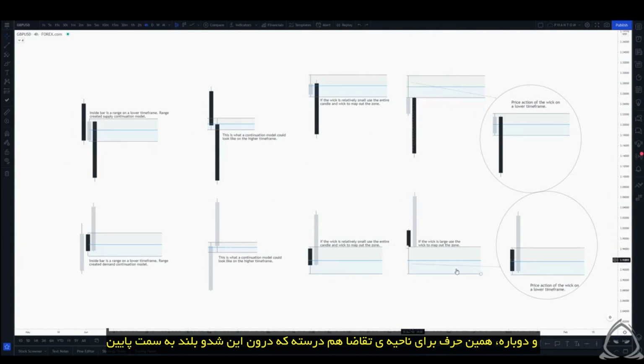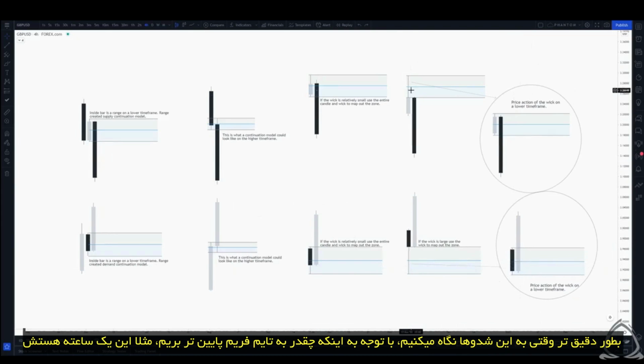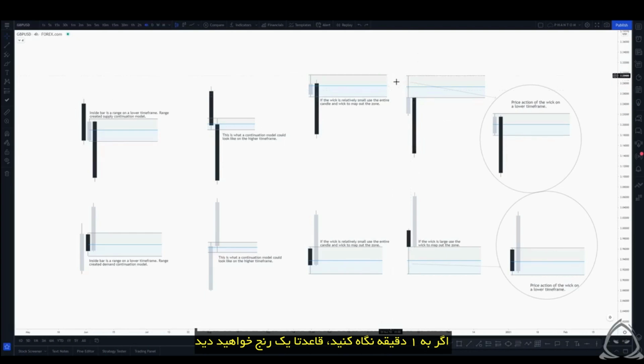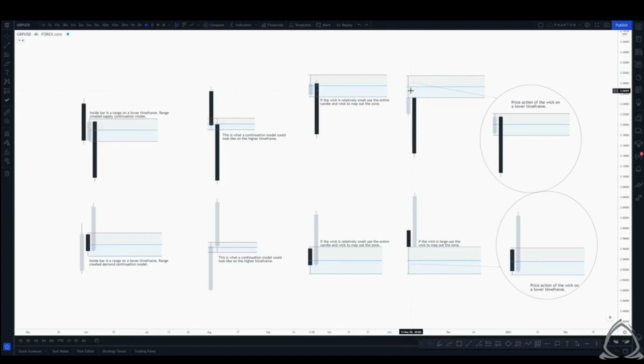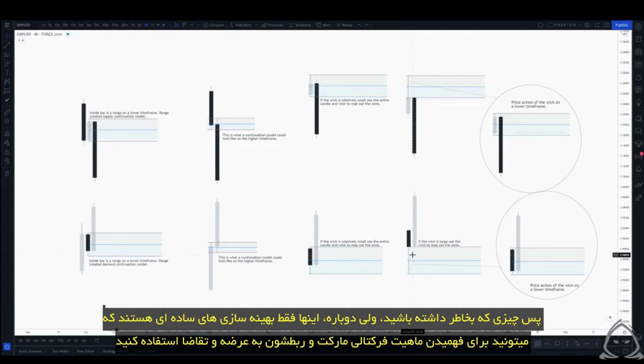And again, the same is true for the demand zone, where within this large wick to the downside, if we were to look at that on a smaller time frame, we would see either a pivot created demand zone or a range created demand zone. More specifically, when we see these wicks, it depends on how far down you're looking. Say this is a 1 hour. If you look on the 1 minute, generally speaking, you will probably see some sort of range. But if you're looking at a 15 minute, you're probably going to see more of a pivot created supply or demand zone being created within this wick. So something to keep in mind.